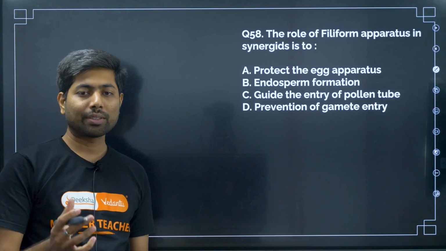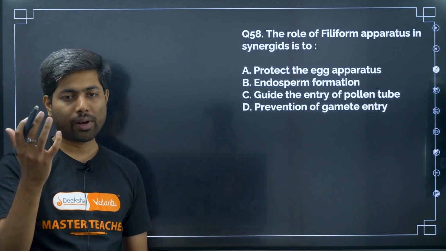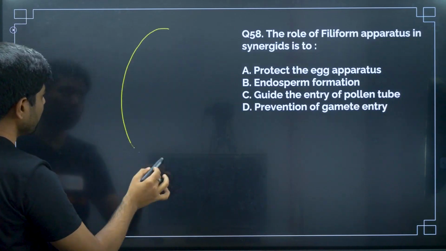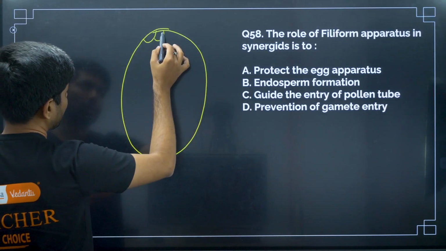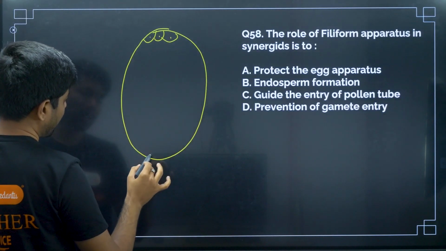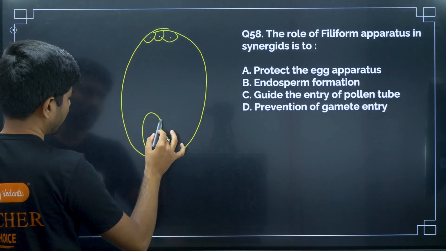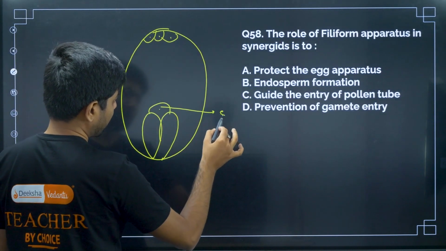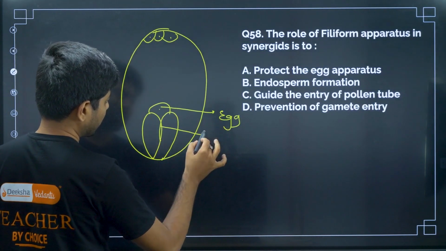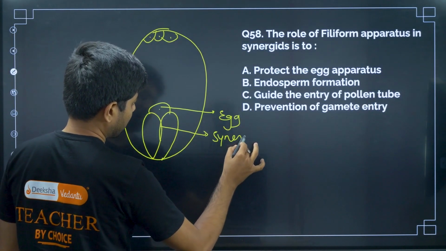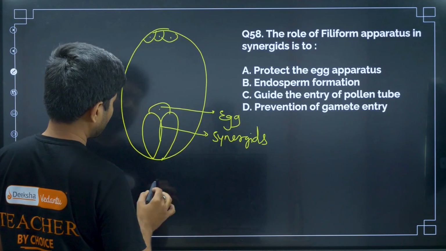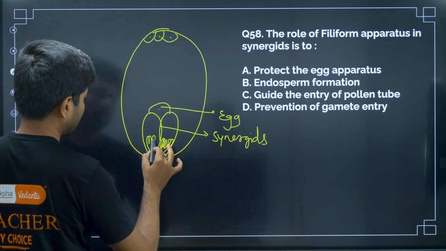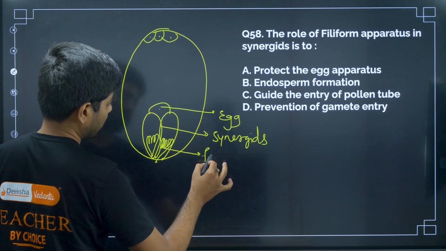Where do you see synergids? You see synergids in the embryo sac, right? Now if you look at the embryo sac, you see on the chalazal end there are 3 antipodals. In the micropylar end, you see 2 synergids behind which there is the egg, right? This is the egg. Now these 2 are the synergids. Here you see the filiform apparatus, the cellular thickenings.